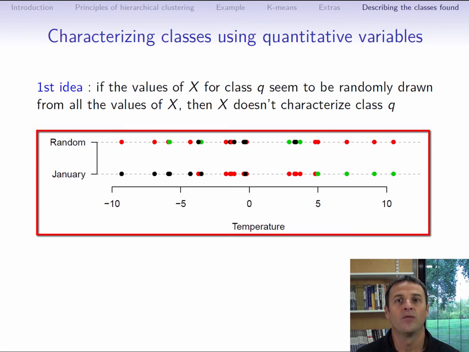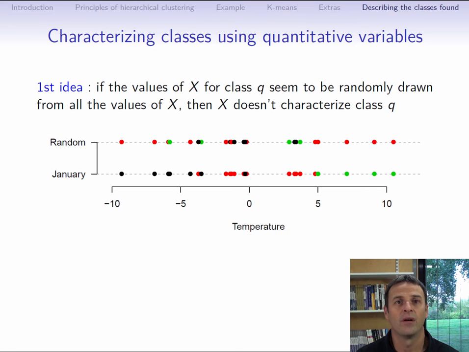Here, the values of two variables are shown. One variable with random values, the other showing the values for the January variable. We can see that for the randomly drawn variable, we have black, green, and red points mixed up everywhere, whereas for the January variable, there seems to be much more structure in the location of points.